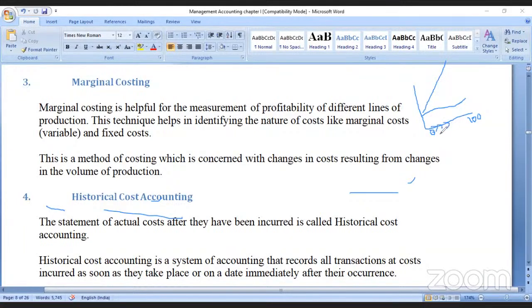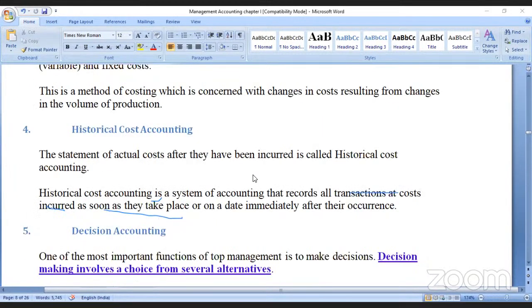See like this. With 0 products, there is no variable cost. If you want to produce 50 units here, the cost increases. So this is the total cost curve. The management can take advantage of this marginal costing. The next one is historical cost accounting. The word itself indicates historical, right? We can't change it.